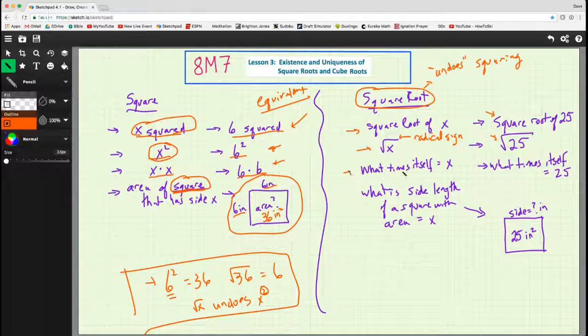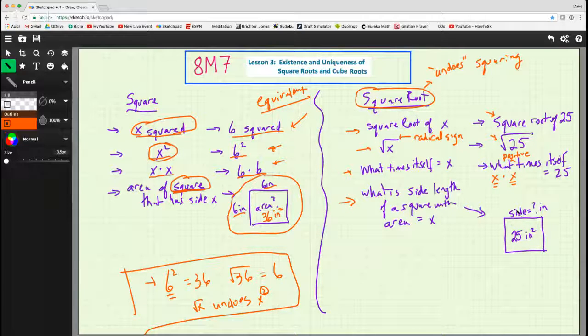Another way of saying it is, what times itself equals x? So what times itself is 25? What number, if I multiply it by itself, would equal 25? What positive number, really? Because we learned last time that a negative number times a negative number could also give me 25. But we specifically want the positive number. Or you could say, what is the side length of a square with area x? This is another way of finding the square root.